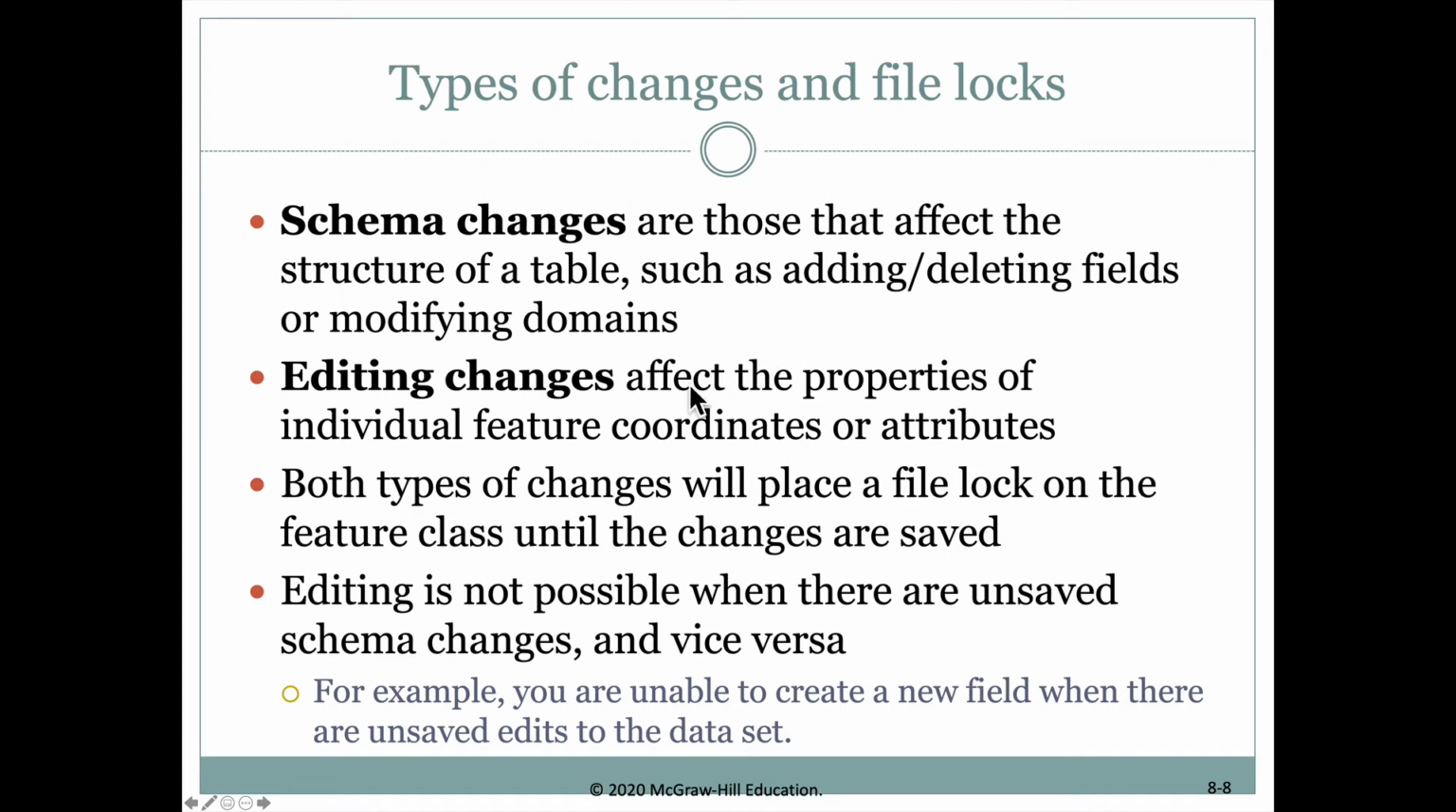These change individual features. These could be geographic features on the map, or they could be attribute features in the attribute tables. Both types of these changes will place a file lock on the feature class until the changes you're making are saved. And so it's not possible to do edits to the table with unsaved schema changes and vice versa. You can only edit one thing at a time, and this just avoids a lot of confusion that way.